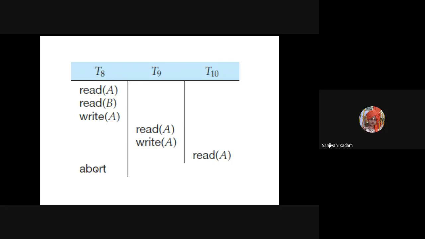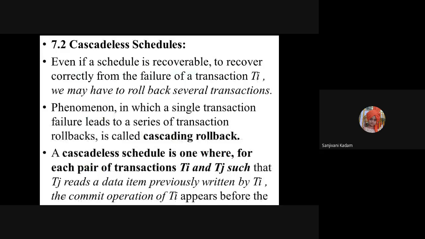If we consider this an abort, it means T9 will read the old value, which has not been modified by T8, and hence it will not need a rollback. As it is reading the updated value, that's why it needs to perform the rollback. If instead of abort there was a commit here, then only after the commit of Ti will Tj read the data item. Tj reads a data item previously written by Ti, and the commit operation of Ti appears before the read operation of Tj. So this gives us a cascadeless schedule.